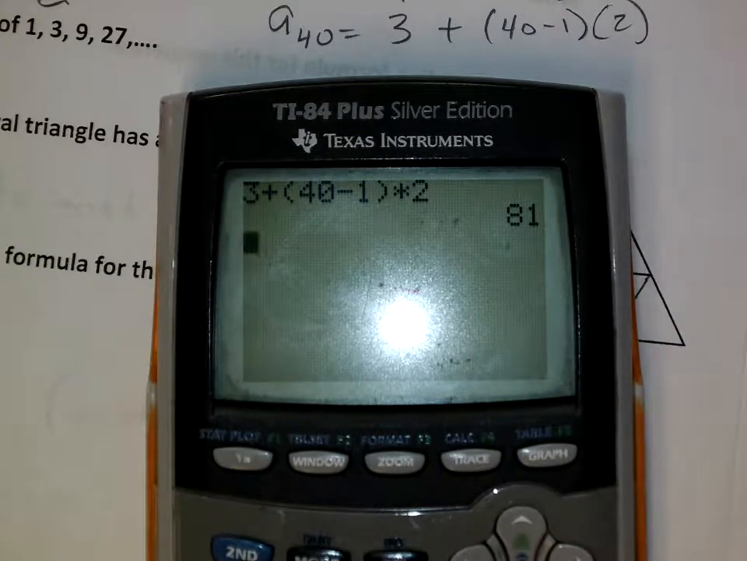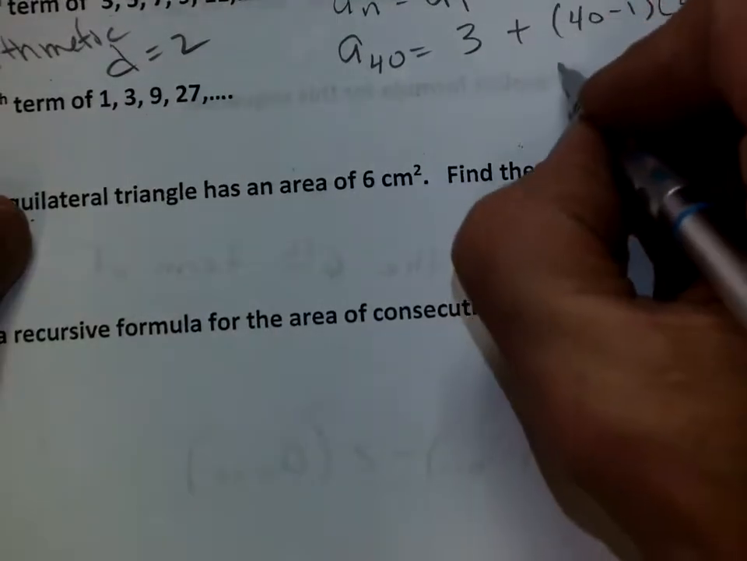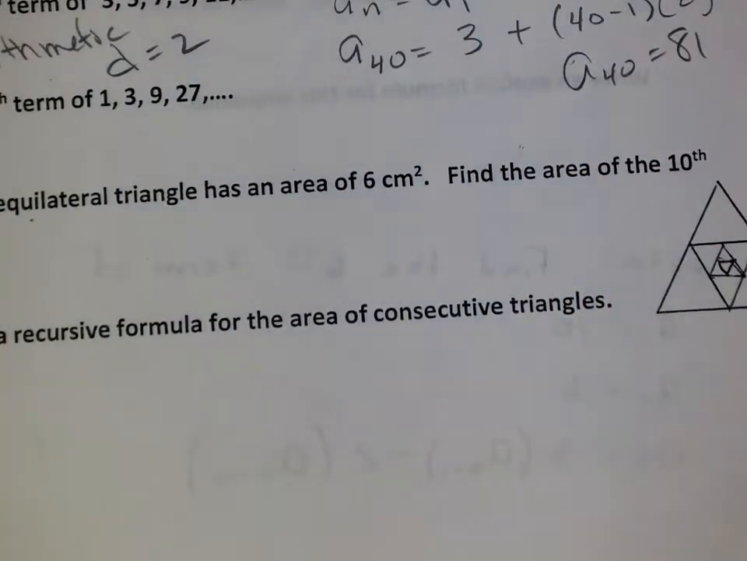So if you were to keep making it, keep adding 2, adding 2, adding 2, by the time you get the 40th term, you get 81. This is faster. So we know that A40 is 81. Much faster to use the formula. Now, if you can't use the formula, just keep adding 2. It'll take you a while, but you can get there, okay?